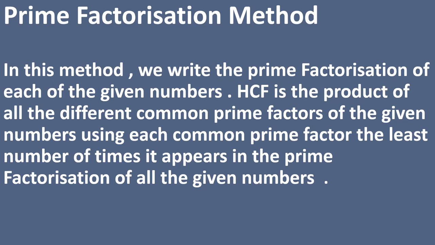In this method, we write the prime factorization of each of the given numbers. How to find prime factorization, I have told you. So you have to write down the prime factorization of each of the given numbers. Now HCF is the product of all the different common prime factors of the given numbers, using each common prime factor the least number of times it appears in the prime factorization of any of the given numbers. See beta, it will be more clear to you while doing sums. See the example now.